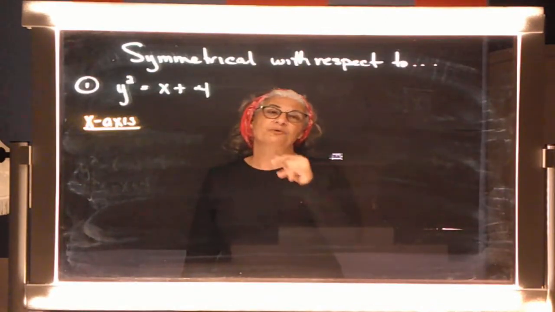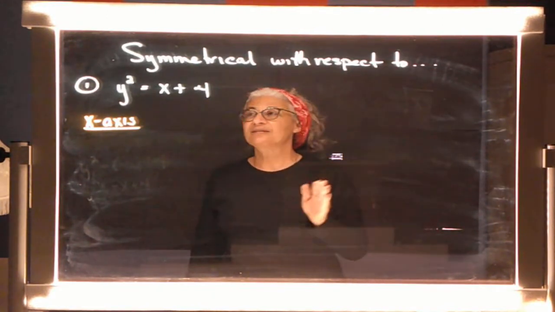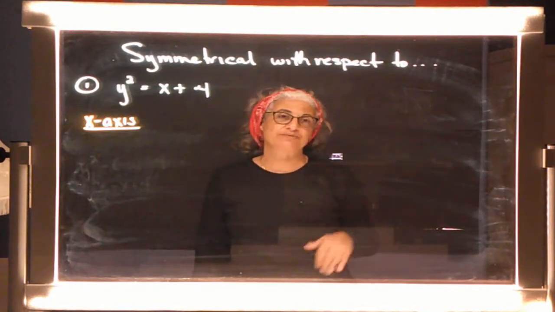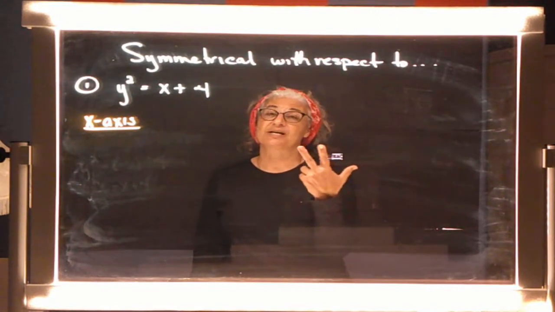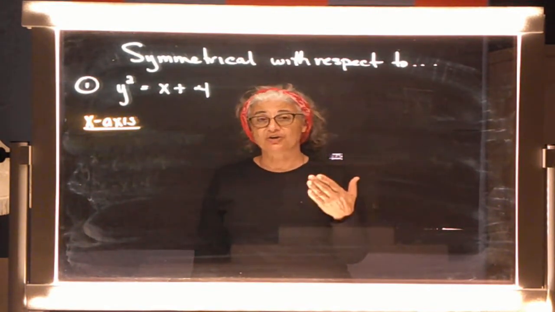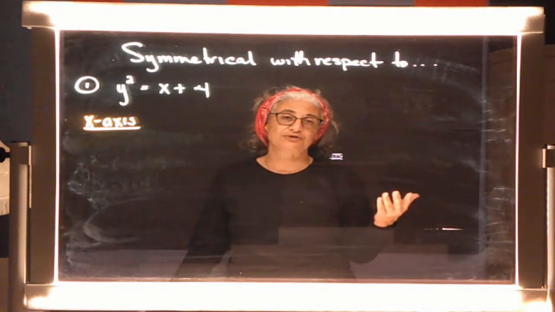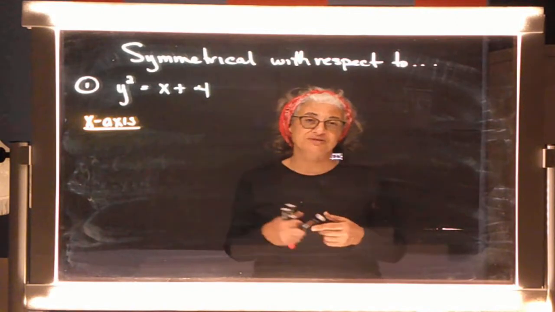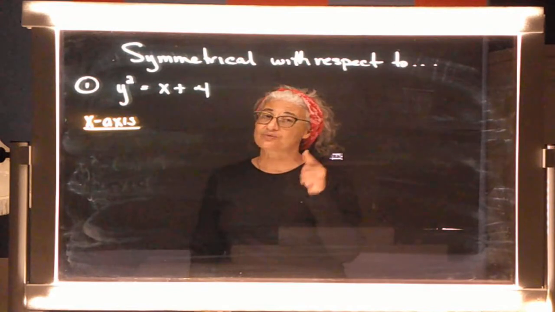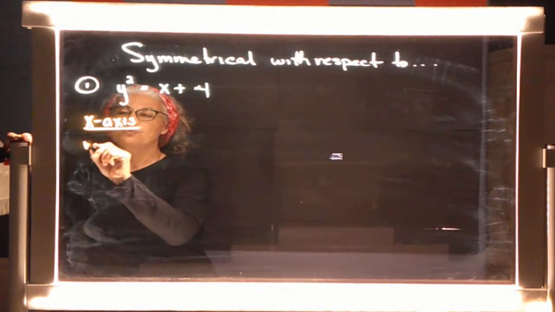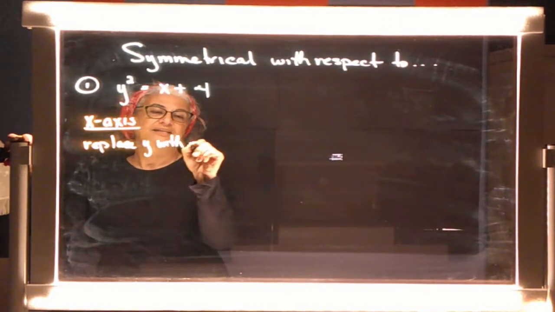Okay, so let's look at a problem. The directions say symmetrical with respect to, so they're asking us if this particular equation has any symmetry whatsoever. It could have one, two, or three symmetries. I don't know until I test. So, the first one I'm going to test for is x-axis symmetry. Why? Because that's the first definition we wrote. No other reason. Now remember, x-axis symmetry meant that the x's stayed the same. It was the y's that did the changing. So, we are going to replace y with negative y.